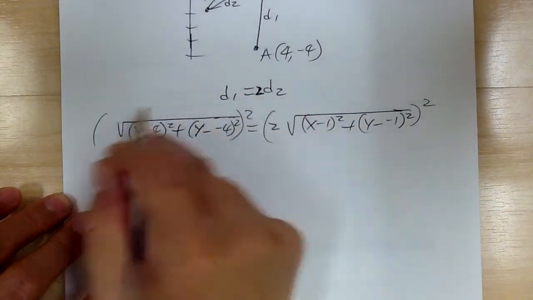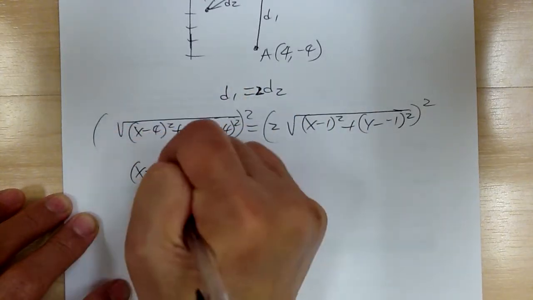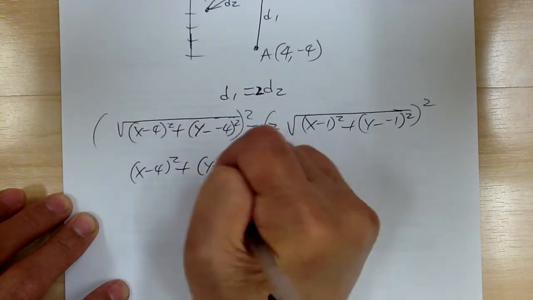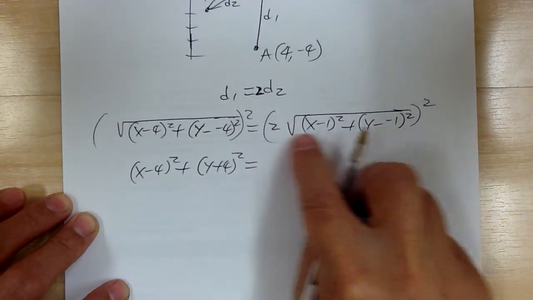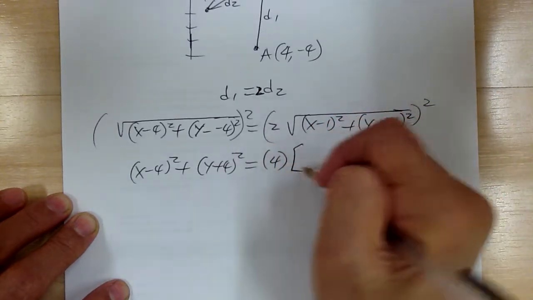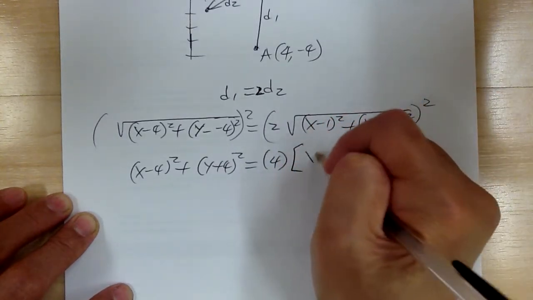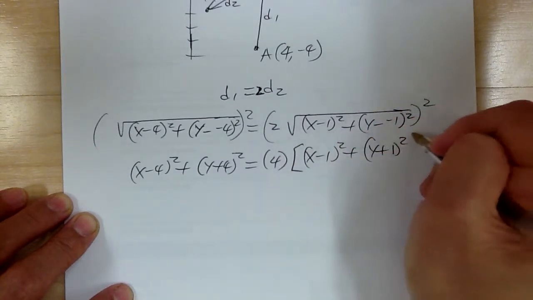So this one, when you square, you can cancel. So you get (x - 4)² + (y + 4)² equal. Now when you square this side, you're going to square this first, so it would be 4. Now when you square these, make sure you use a bracket.